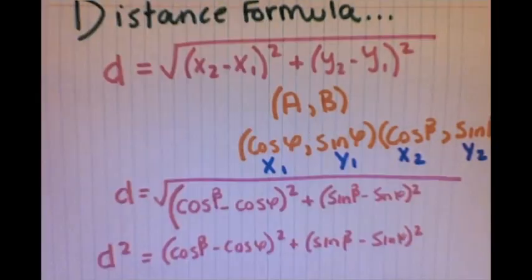If you plug everything into the formula, you have d equals the square root of (cosine beta minus cosine alpha) squared plus (sine beta minus sine alpha) squared. To reverse the square root, just say d squared equals (cosine beta minus cosine alpha) squared plus (sine beta minus sine alpha) squared. Now d squared, the distance between A and B, would be the same exact thing as the distance between A and B squared. It's the same, d squared equals AB squared. So you have AB squared.